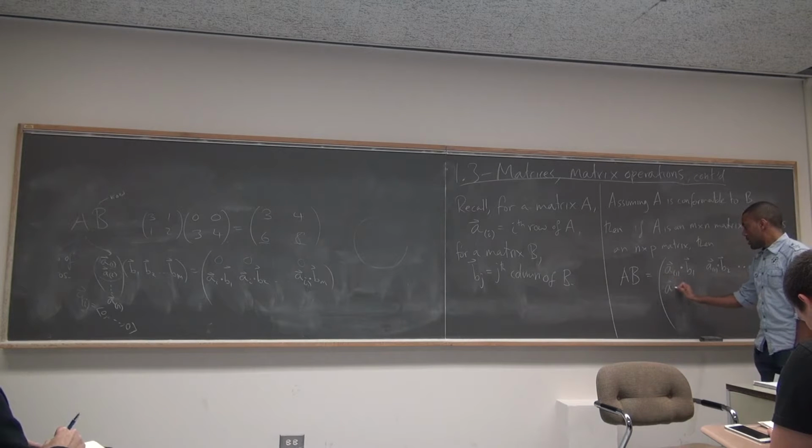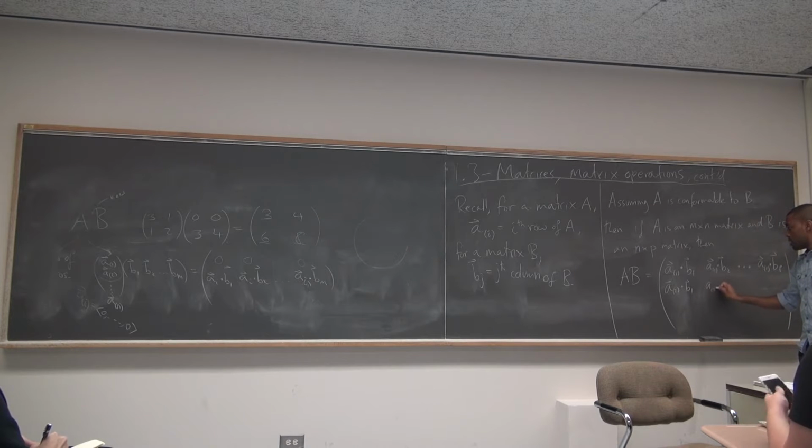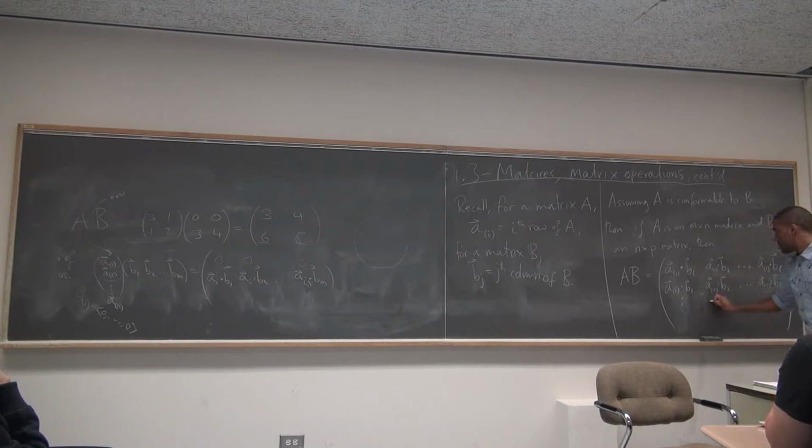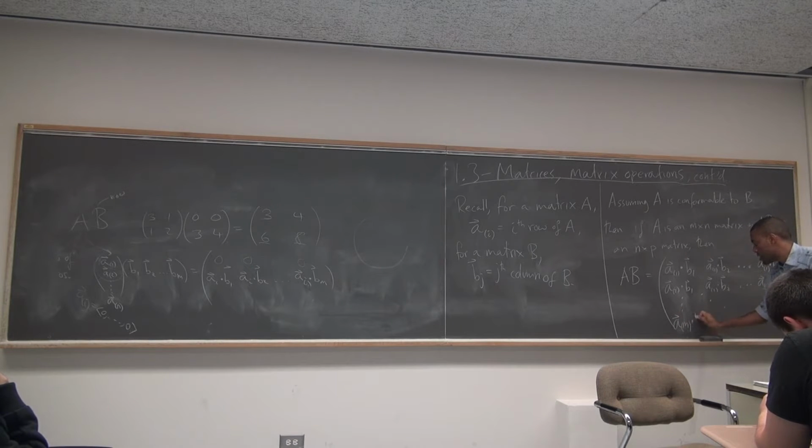And then a similar pattern continues. The second row of A dot product with the first column would go in this spot. The second row of A dot product with the second column would go in that spot, up to the second row of A dot product with the last column. This pattern continues until finally we have the m-th row of A dot product with the first column, the m-th row of A dot product with the second column, and the pattern continues up until the m-th row of A dot product with the last column.